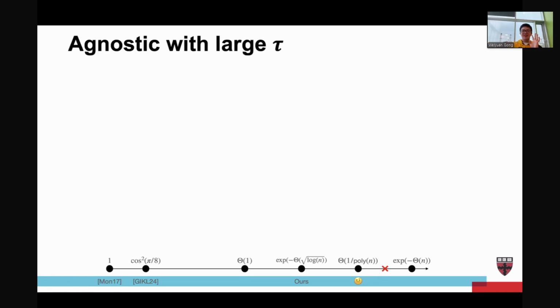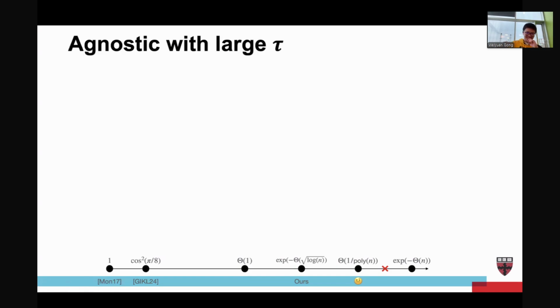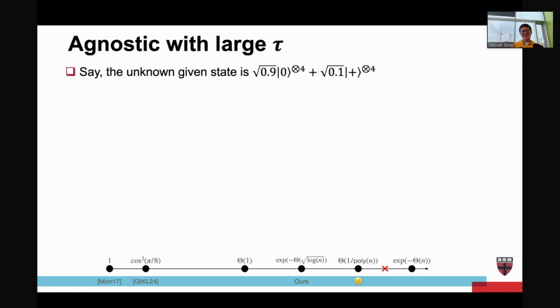Okay. So now let's talk about agnostic learning. The previous one is for the realizable setting. Now we start to talk about the agnostic setting. For example, just to give a very simple example, you are given a state that is a superposition of 0.9 |0> and 0.1 |+>. Of course, this is the signal part, and |0> is the closest stabilizer state to this state. And our goal is to recover the |0> state, right?